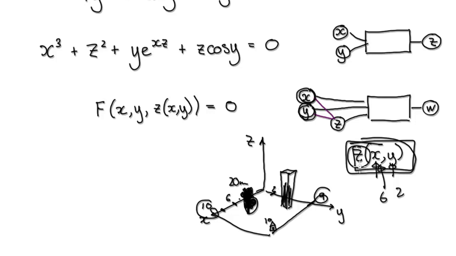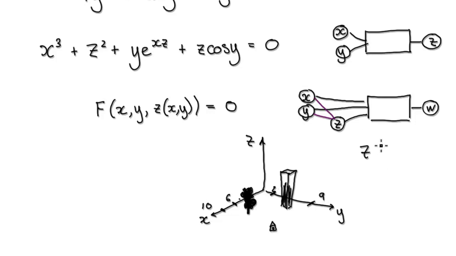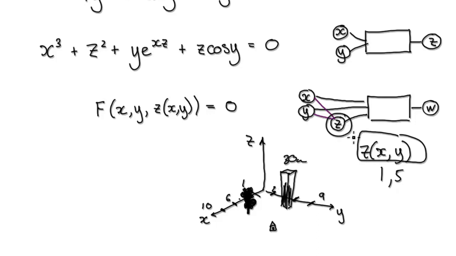Or if the drone is currently at, let's say, 1, 5, which is at the building, make sure the height of the drone is 30 meters above the ground. So this height here is determined by the x and y location.